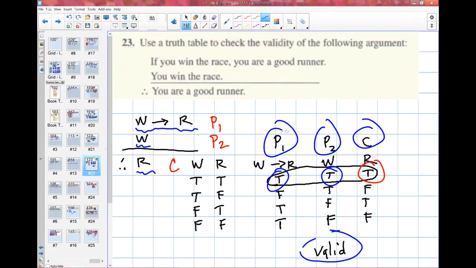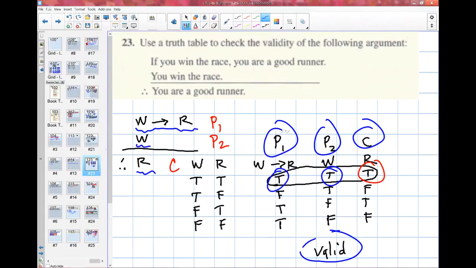So, if this was on the test, it says use a truth table to check the validity. Obviously, I would be looking to see that you made a truth table. And by the way, on the test, when I have you do a truth table, I give you a little grid to make it a little bit easier for you to set up your columns and your rows.